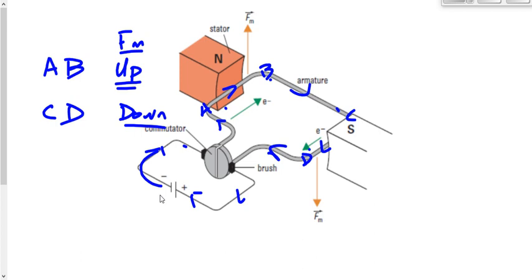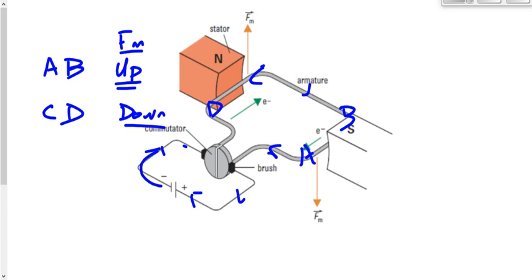Make sense? Well, now let's look at the force on the wire DC. Thumb, fingers, palm points up. BA, thumb, fingers, palm points down. So now DC, which is now over on this side, experiences a force upwards and AB experiences a force downward. So you see this, right? Let's go back to our original here.